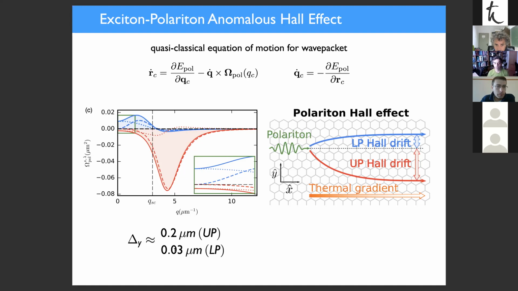And as you see, it's much larger for the upper polariton than for the lower polariton, and is dominated by the extrinsic coupling. So actually these displacements are rather large, and they are much larger than in the case of the exciton Hall effect. And just as a note, it's interesting because both for the exciton Hall effect and the polariton Hall effect, of course, these are lateral motions for neutral particles.